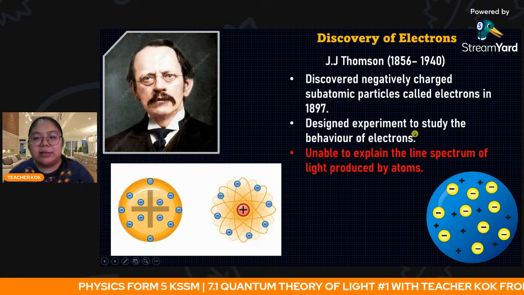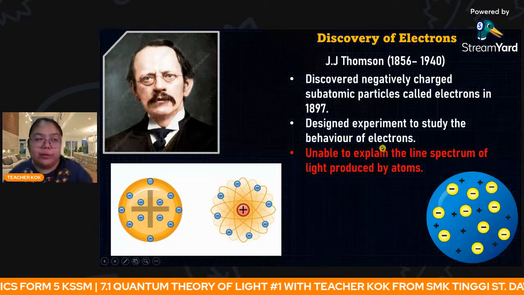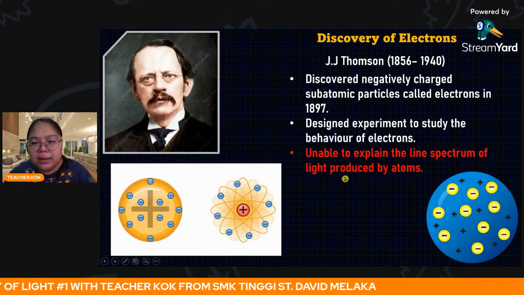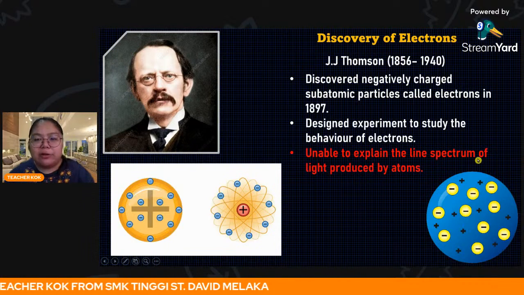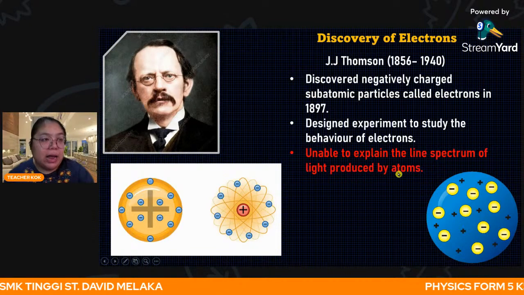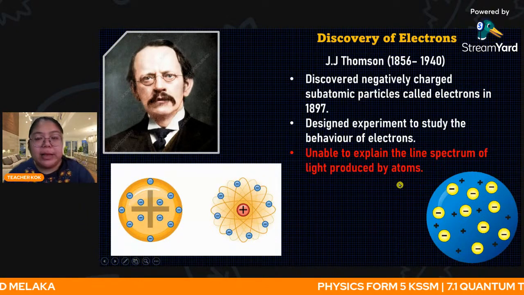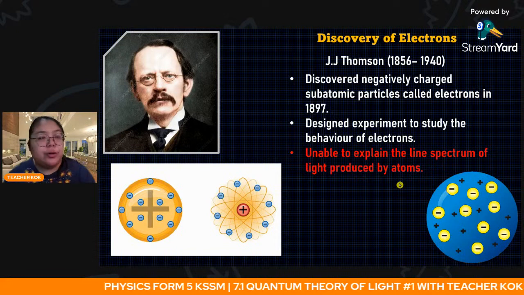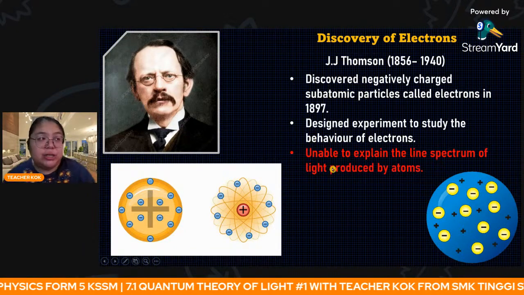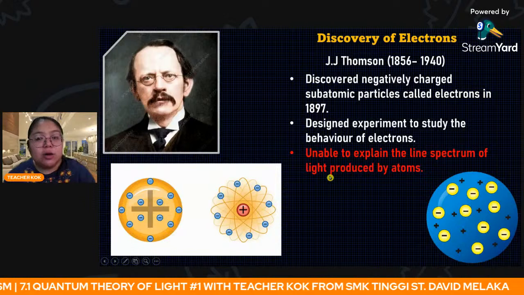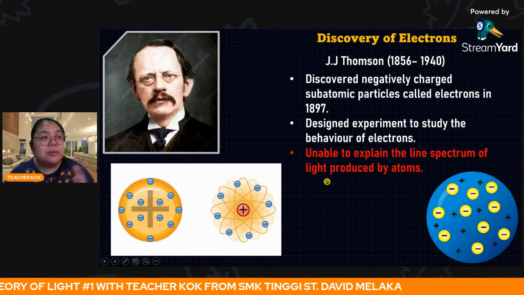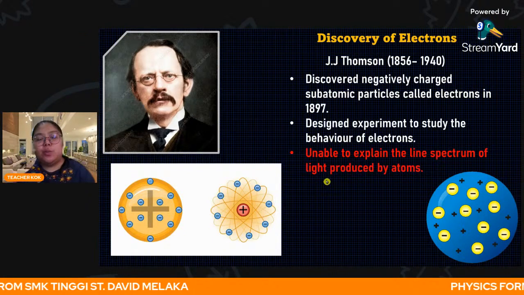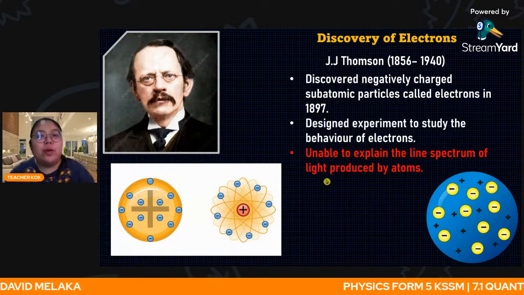So they designed the experiment to study the behavior of the electron. That means they found the characteristics of the electron, but they're unable to explain the line spectrum of the light produced by the atom. Same as just now, Dalton also could not explain the spectrum produced by the atom. So this one is the classical theory problem they face.